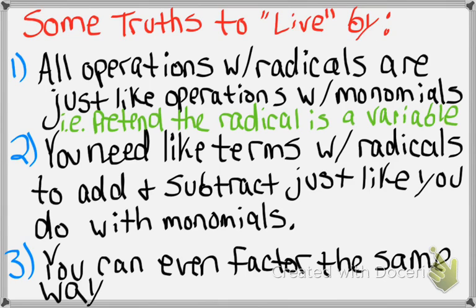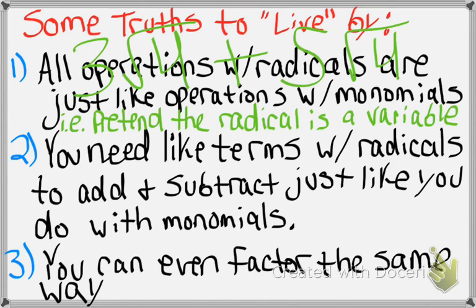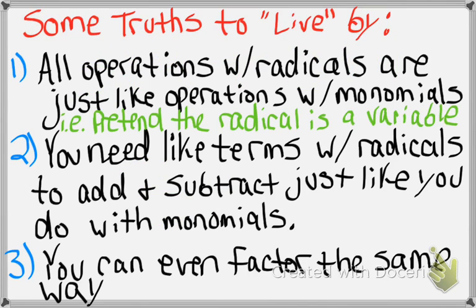All operations with radicals are just like operations with monomials. I mean that seriously. Literally, for most questions, if you just pretend that the radical, whatever it is, is a variable. So I'm just going to make up this question real fast, real sloppy. If you have 3 square roots of 4 plus 5 square roots of 4, pretend that's 3x plus 5x. That's what I literally mean. The rules you would use for that are the same rules you'll use for the radicals. So a lot of these questions you can help yourself if you pretend. Use what you already know about monomials.